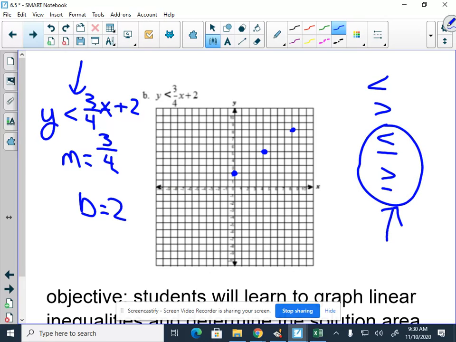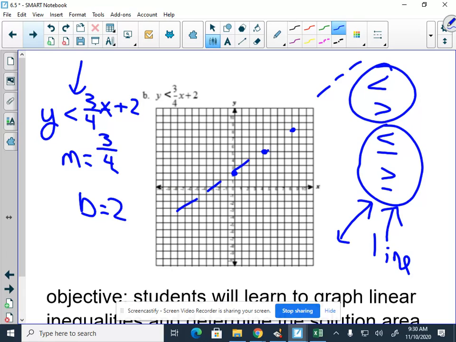If it has a line underneath it, you will make a solid line. If it looks like this, when you draw the line, you will make it a dashed line. So this one, the symbol in our problem, doesn't have the line. So when we draw the line, it should be dashed. What does that mean? That means if we land on the line, it actually won't work.